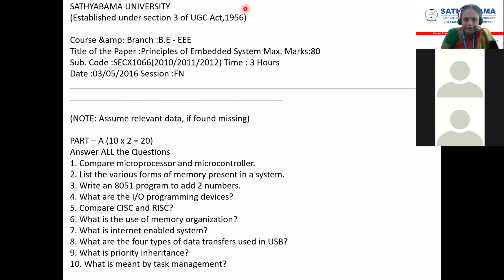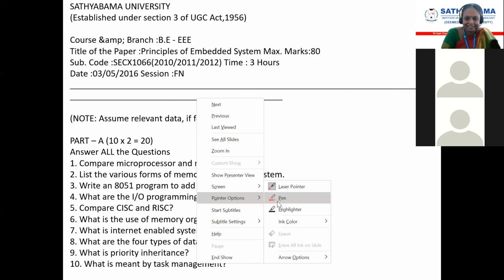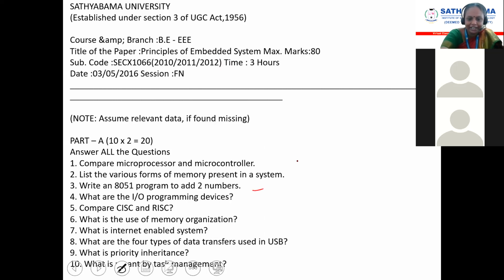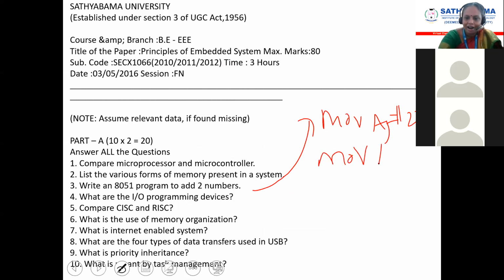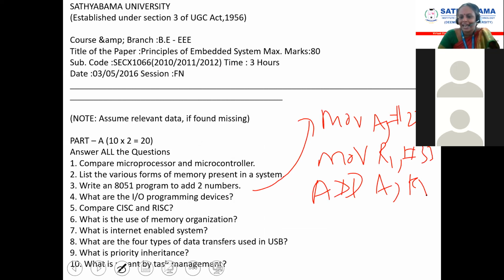Okay, very good. And then write an 8051 program to add two numbers. I think it's a very easy program. Actually, if I want to add: MOV A, #22. Okay, and MOV R1, #33. Okay, 33 assume. ADD A, R1. Very good. That's it, only 3 lines. I am assuming A equal to 22, R1 equal to 33, ADD A, R1.